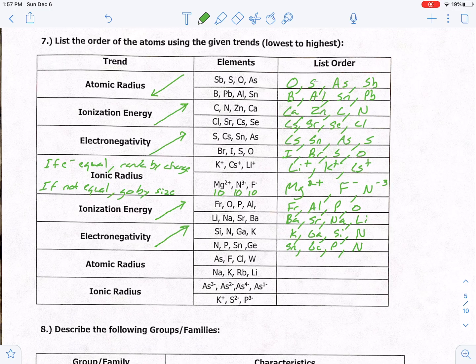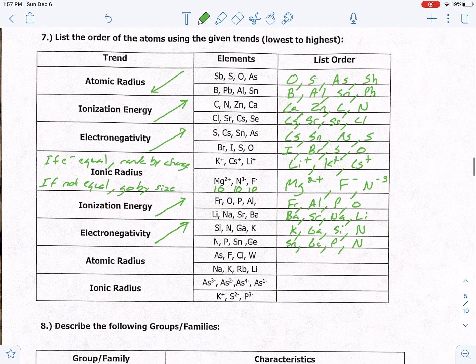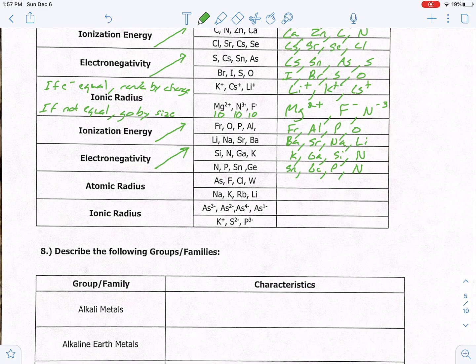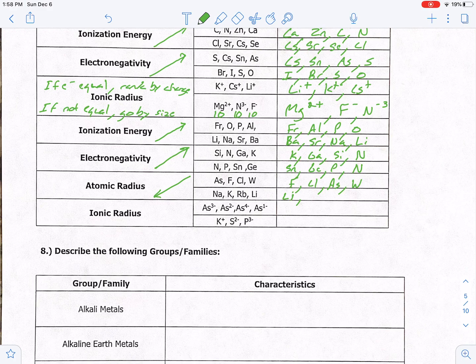It would just take too long for me to find all these on the periodic table and scroll back and forth. Okay, atomic radius. Atomic radius gets bigger as you go down to the left. So you would start at the top right, with fluorine, F, then Cl, then arsenic, As, and then lastly W. The next one would be lithium, followed by sodium, then potassium, then rubidium.